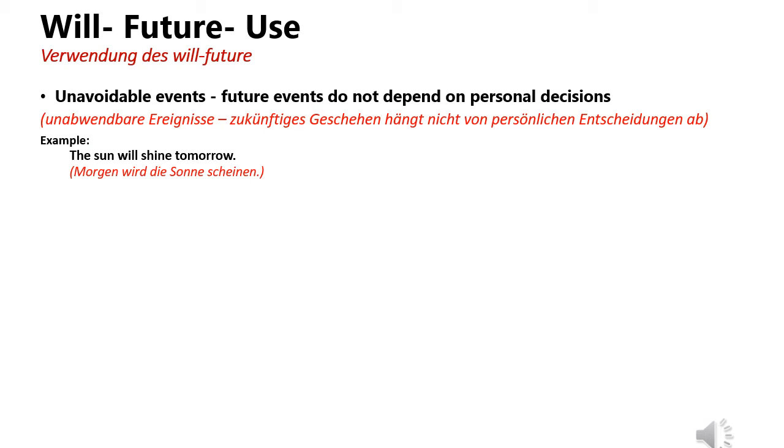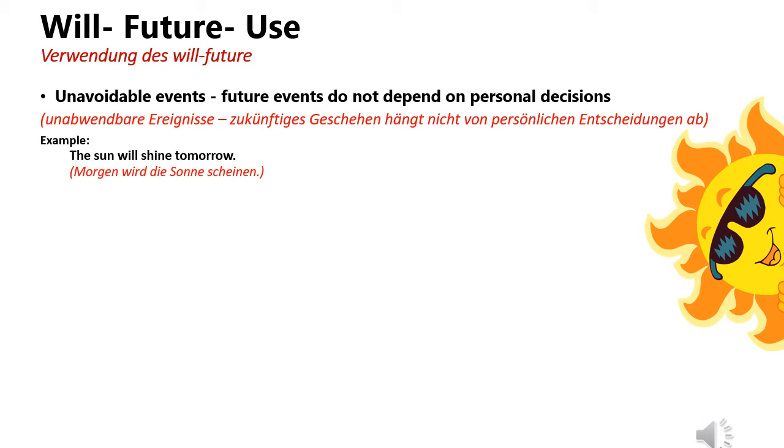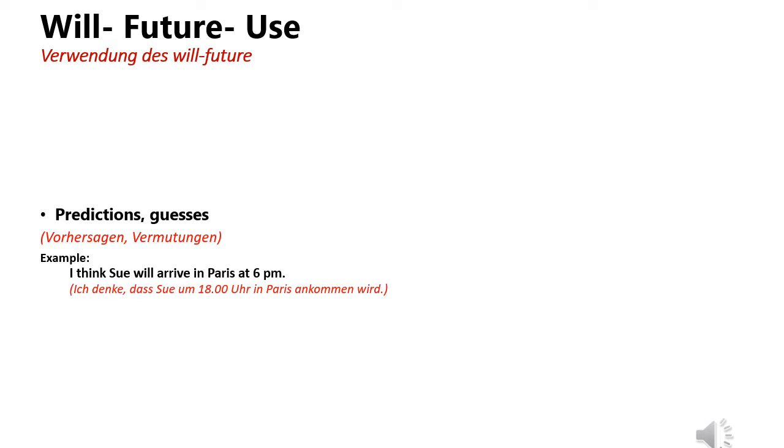Here we have an example. The sun will shine tomorrow. The fact that the sun shines definitely does not depend on us. We also use will future to talk about predictions and guesses.